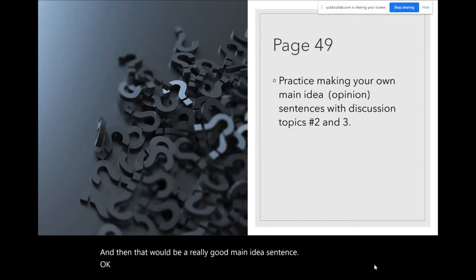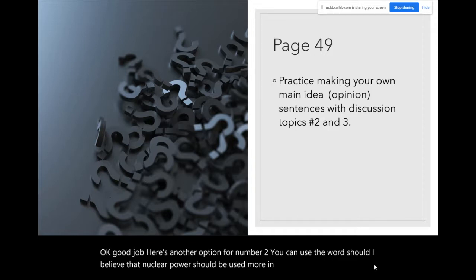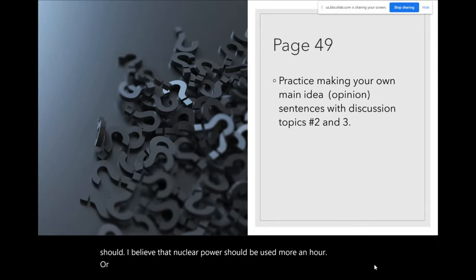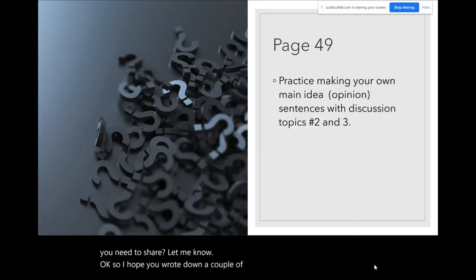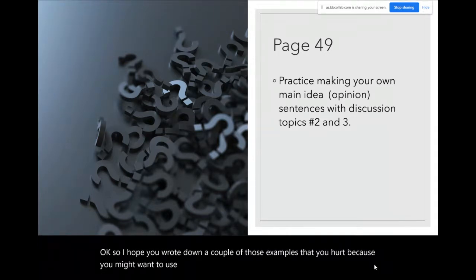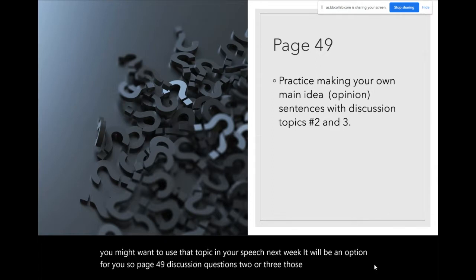Okay, good job. Here's another option for number 2. You can use the word should. I believe that nuclear power should be used more in our city, or maybe should not be used more. Good job, class. Anybody else have something that you're confused about or you need to share? Let me know. I hope you wrote down a couple of those examples that you heard, because you might want to use that topic in your speech next week. It will be an option for you. So page 49, discussion questions 2 or 3, those are both good options.